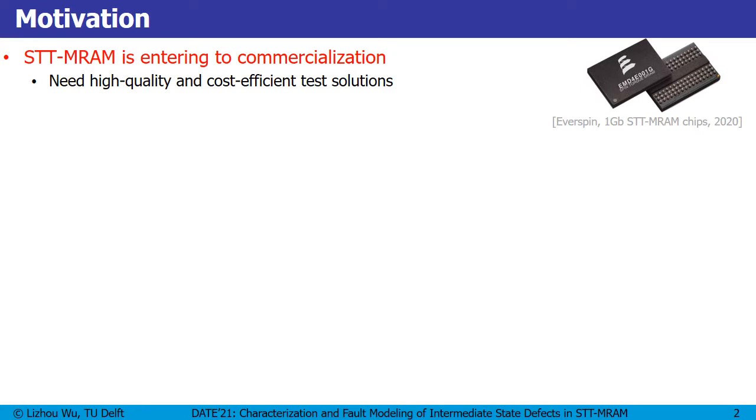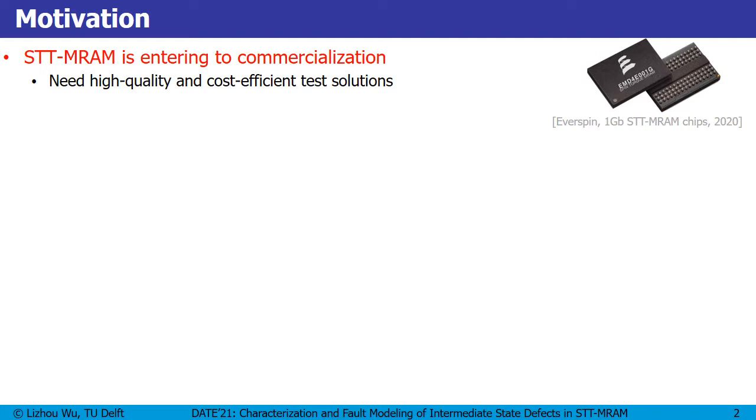STT-MRAM is gradually entering into commercialization. There are a lot of startups in the world. For example, Everspin is a pioneer in this field. You can actually buy STT-MRAM chips from this company. And pretty much all big foundries in the world are also heavily investing in this technology, especially for embedded applications.